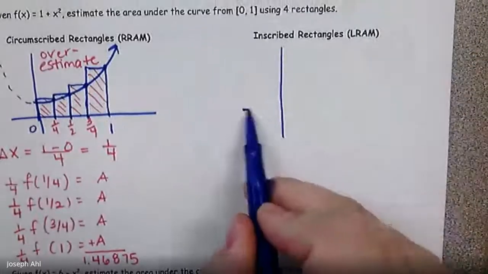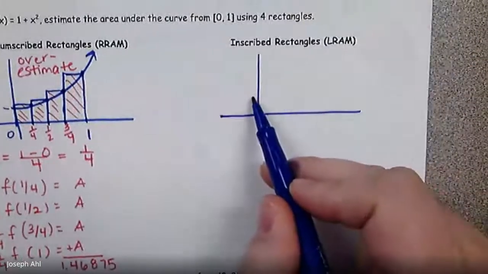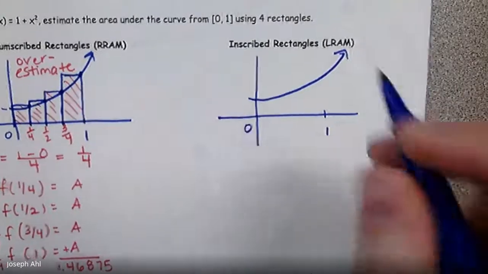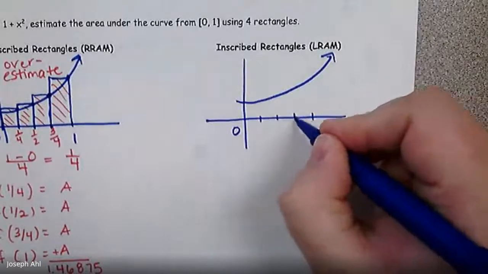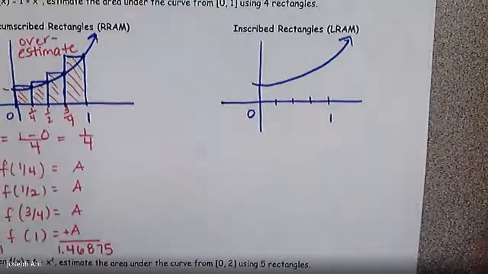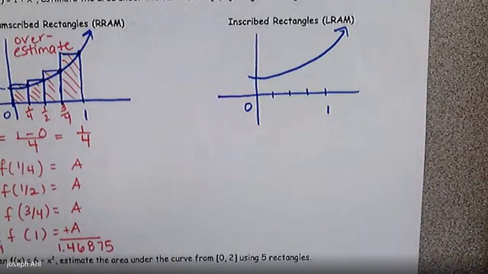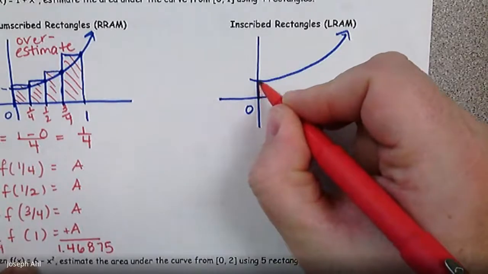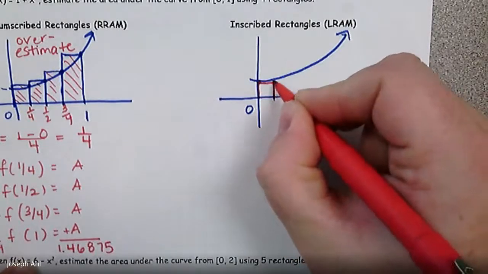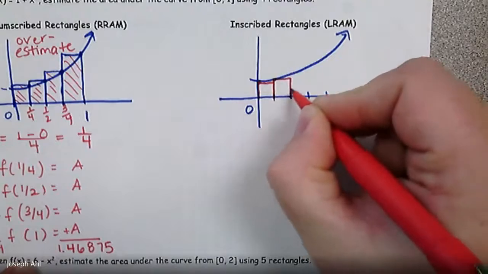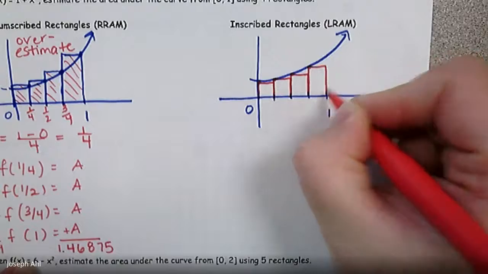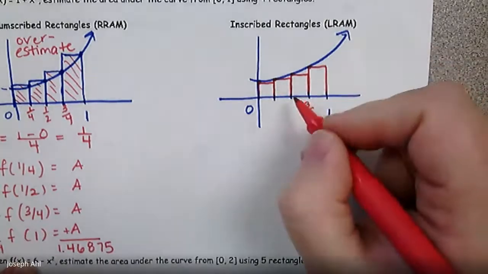All right, let's see if I can repeat a similar looking picture over here. 1 plus x squared, it's going to look like that. When I exaggerate this a little bit, 1, 2, 3, 4. You just want to try and split that up evenly into those subintervals there. So what would the LRAM look like? Starting from the left side and drawing your rectangles, here's the first height at x equals 0. Second height, third height, fourth height occurs at 3/4, okay?